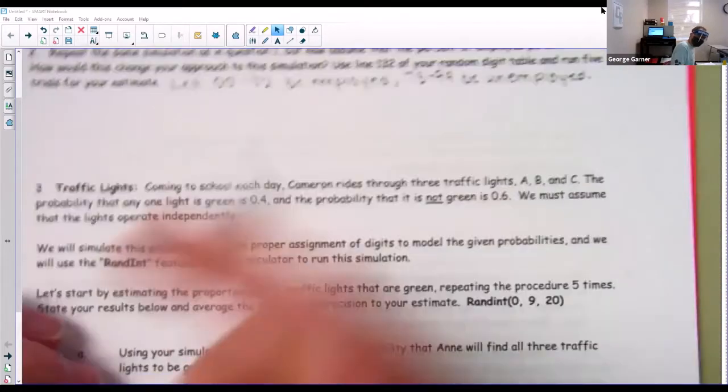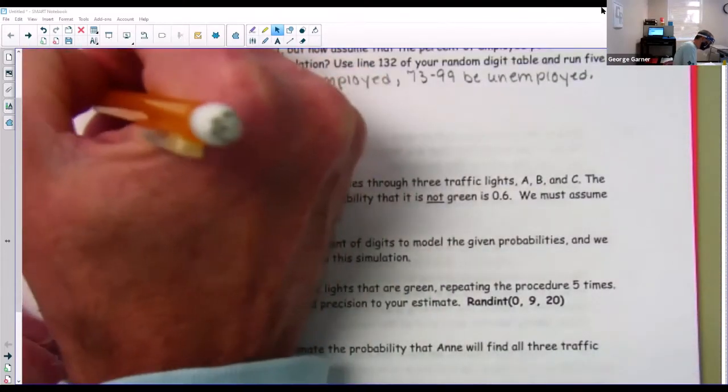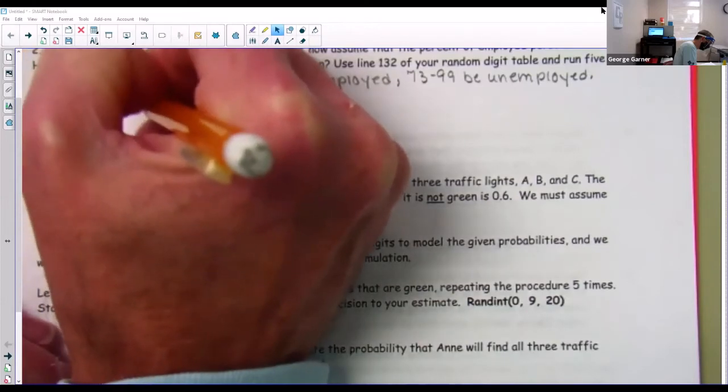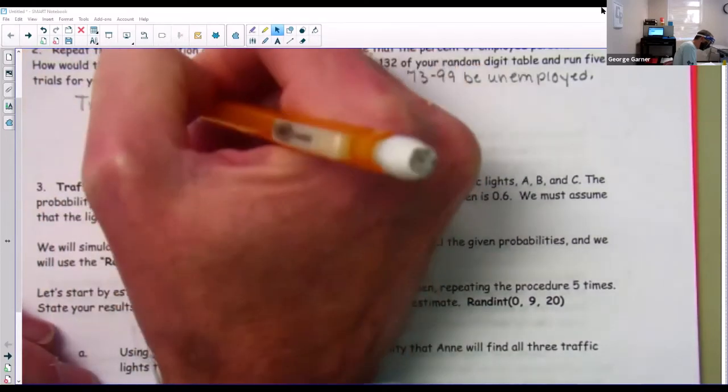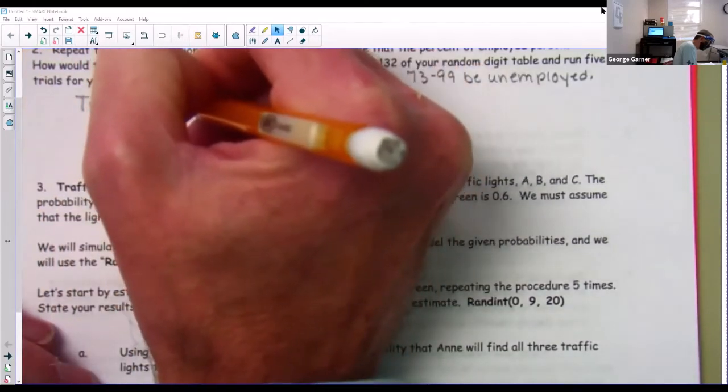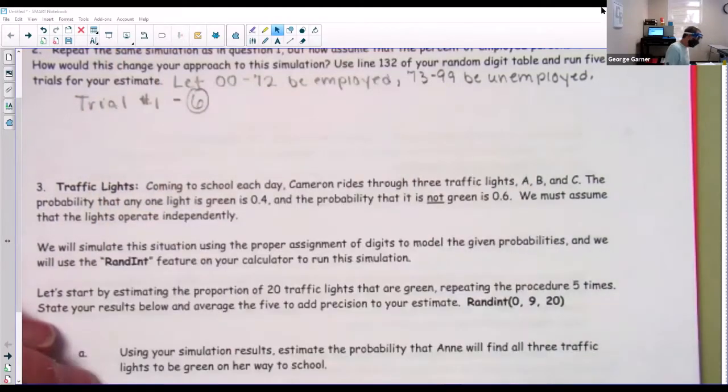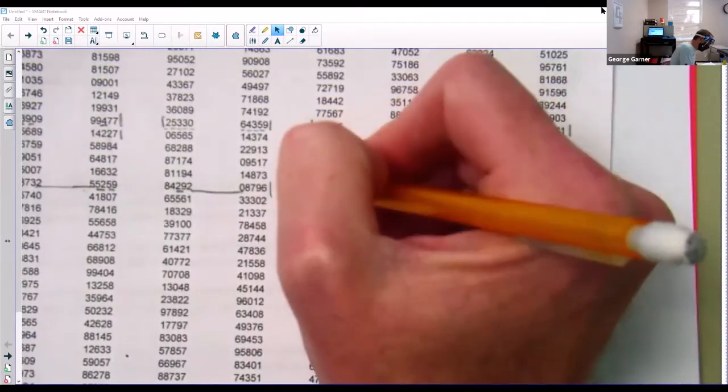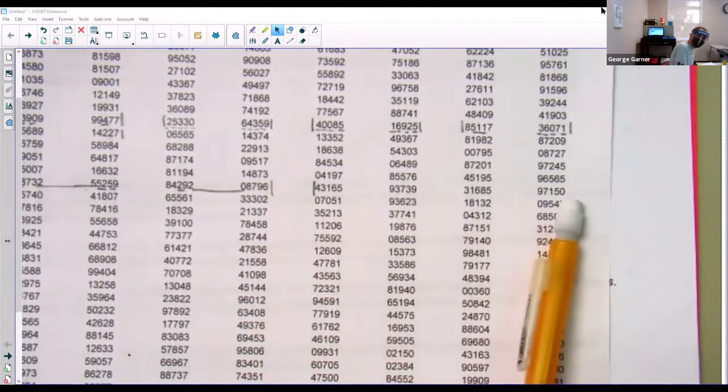So trial number 1 was 6. So we got at least 1. All right, now we got to section off another group of 20. So 5, 10, 15, 20, that's here.